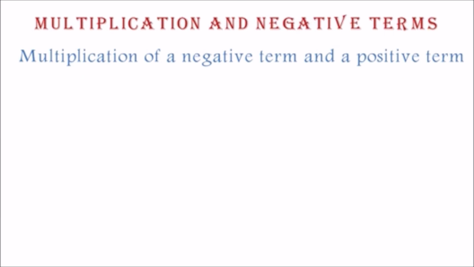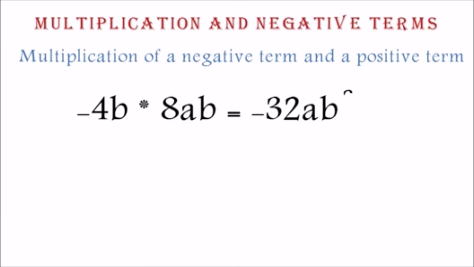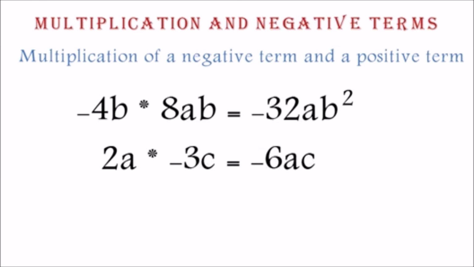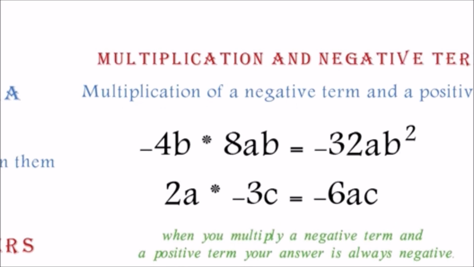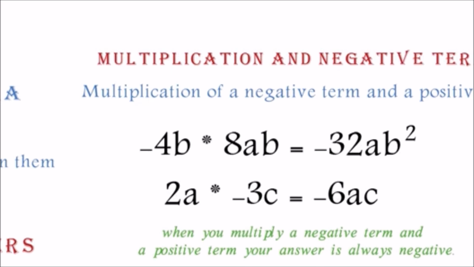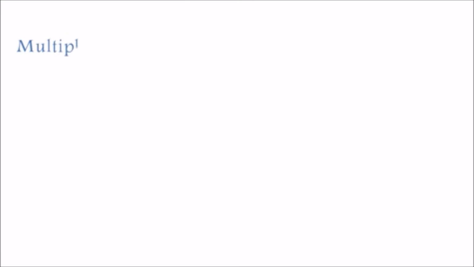So we have negative 4b times 8ab equals negative 32ab squared. 2a times negative 3c equals negative 6ac. What we notice is that when you multiply a negative term and a positive term, your answer is always negative. Let's look at the final part of this section.